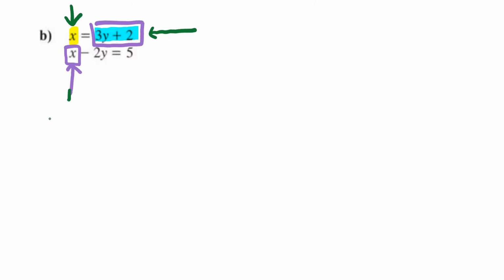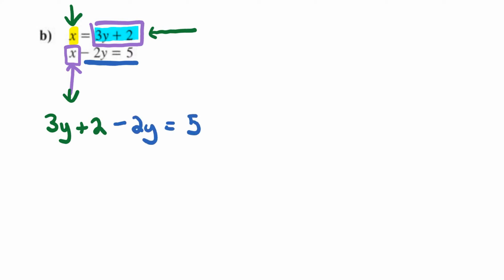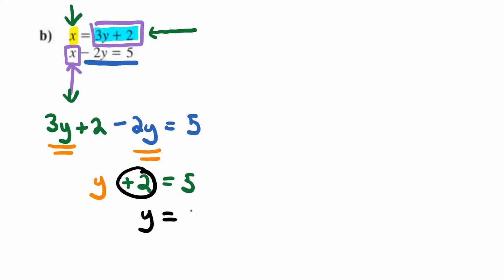So this x will now become 3y plus 2. And then we just copy the rest of this stuff down here, so the minus 2y equals 5. Now we can collect like terms because we have the y variables. So 3y minus 2y is going to be 1y, so just a single y, and then plus 2 equals 5. Then solve for y by moving the 2 to the right-hand side. So that's 5 minus 2, and y would equal 3.